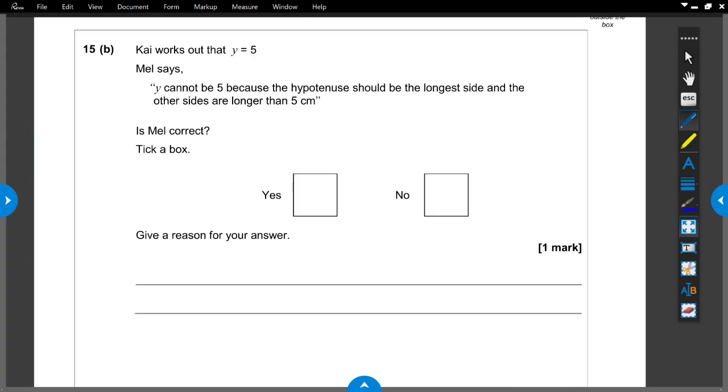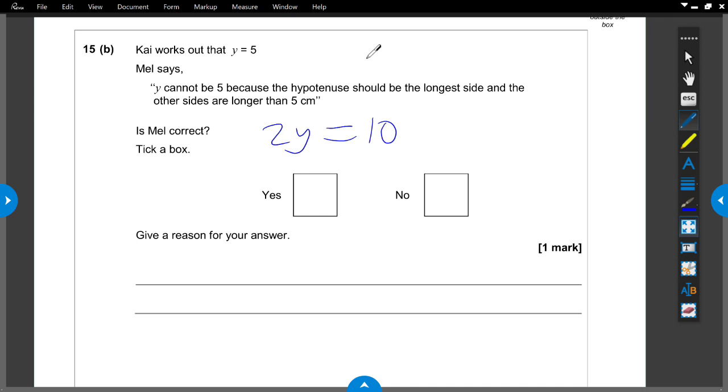It's kind of logical to begin with that 5 is less than 8, and that means that it can't be the hypotenuse, but y isn't actually the hypotenuse. 2y is the hypotenuse. And if we times 5 by 2, then we get 10. 10 is greater. So she might be correct for the fact that it isn't 5, but her reasoning is wrong, and that's the key thing here.